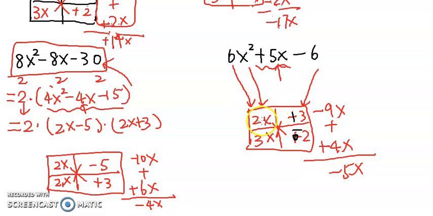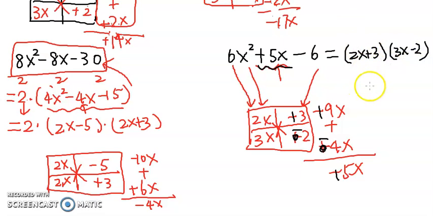Now check again. 2x times negative 2 gives us negative 4x. 3x times positive 3 gives us positive 9x. And 9x minus 4x gives us positive 5x. So if you ever, after you combine the cross multiplies, get the opposite of the one in the middle, just switch the signs. You will get the correct answer. So now we can write down the answer. That would be 2x plus 3 times 3x minus 2. And if you want to make sure you did it right, just use FOIL or just distribute, and combine like terms, and you should be able to go back to the one given.